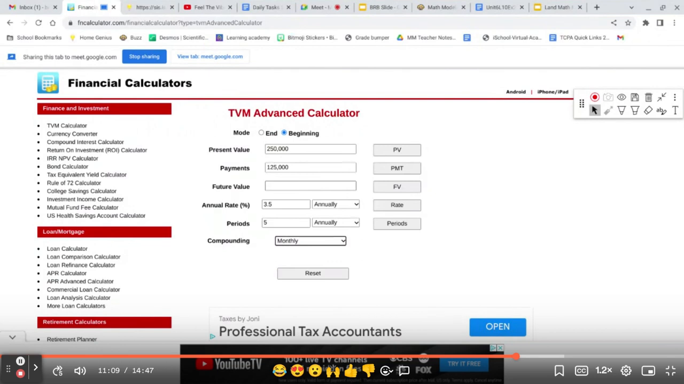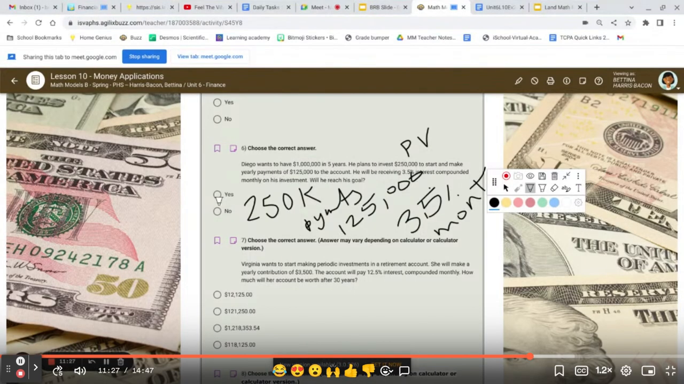Remember, he wants to be a millionaire. So let's see if he's going to be a millionaire. Not quite. It shows that he would have about $992,000. So he's pretty close. Another $8,000 or so, and he'd be a millionaire. So this one would be no. So go here, and we're going to click on no. He's going to be a little bit short.